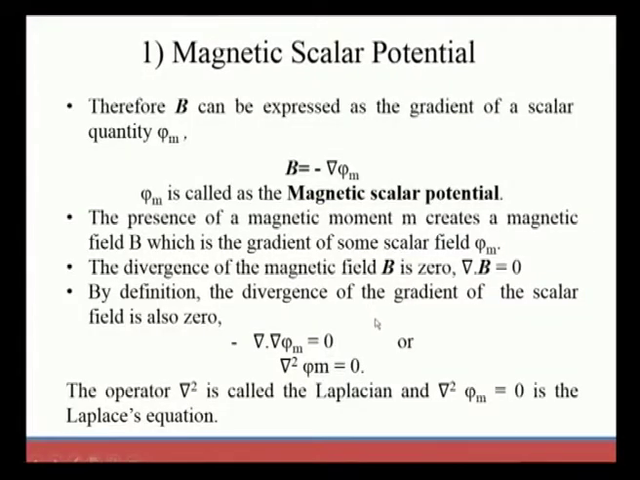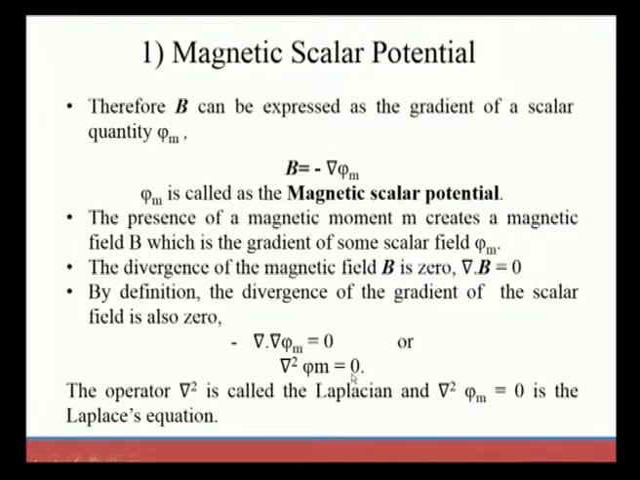By definition, the divergence of the gradient of a scalar field is also 0. We already know the B value represented in terms of the magnetic scalar potential, so substituting it here, this becomes del square phi m. The del square operator is called the Laplacian operator, and the equation del square phi m is equal to 0 is called the Laplace equation.